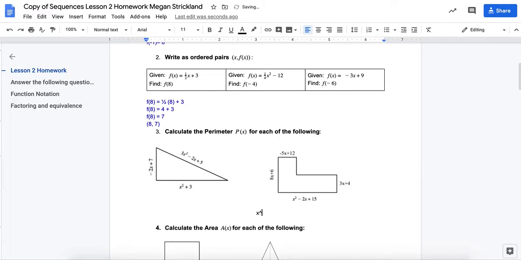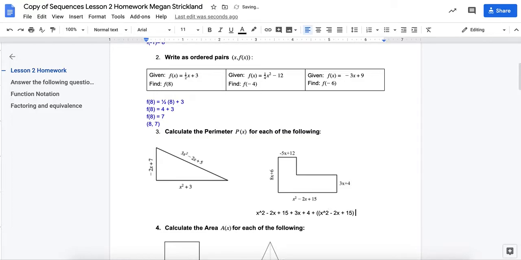So you have x squared minus 2x plus 15, that's the bottom one right here, plus 3x plus 4, plus, now here's the thing, we need this side. So this side is going to be this long side minus this part. So I'm going to put parentheses so that you can see this. So it's x squared minus 2x plus 15. And then we have to have parentheses around that too. So double set of parentheses.